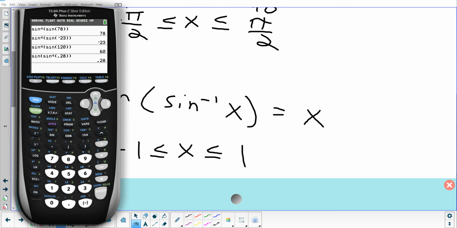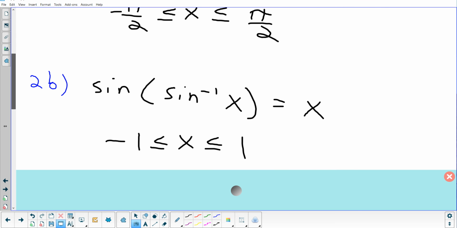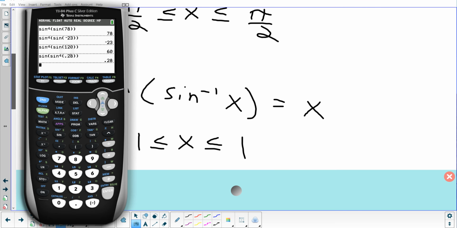If you try a number that's not between -1 and 1, when we tried it in the formula above, you pick a number that's not between -90 and 90, and you hit enter, you just get a different answer back than what you started with. The example I showed you guys was 120. Well, let's try it here. Let's do the sine of the inverse sine, and let's pick a number that's not between -1 and 1. Let's do 2.